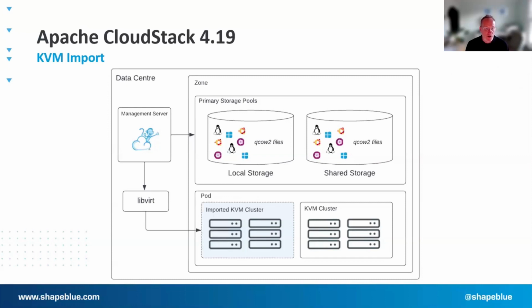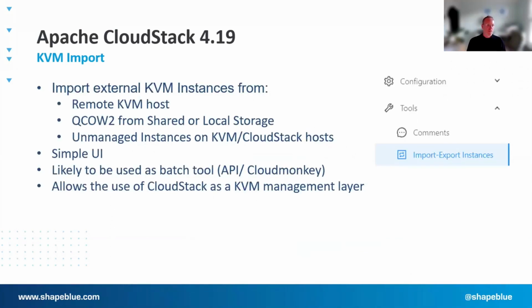It can use a number of different sources. The important thing is that the machines end up within KVM clusters in Apache CloudStack. You can just point it at a remote KVM host, give it its address and some credentials, and it will go and find the VM off that host. You can use a QCOW2 image from either shared or local storage. Just point it at that image, off you go. And you can also use it, it's a weird one this, to get unmanaged instances that are already in a CloudStack KVM cluster. You might have some other instances that are on the side. So lots of different options, very simple UI or accessible by the API.